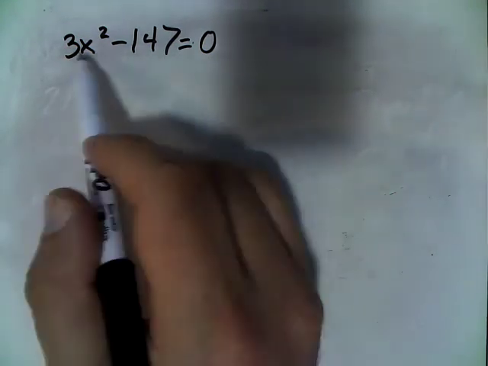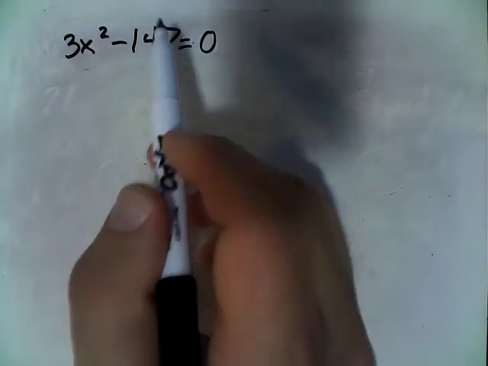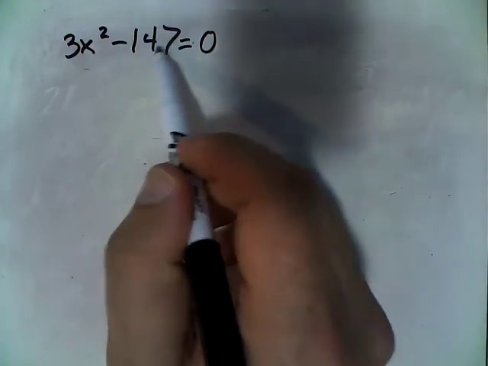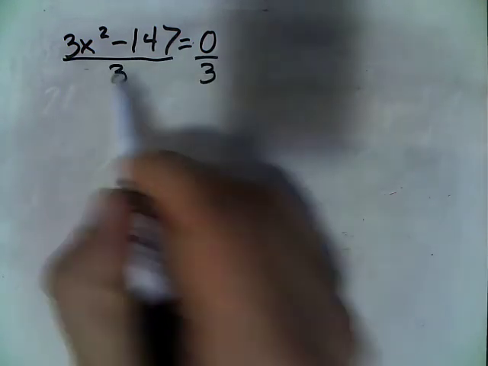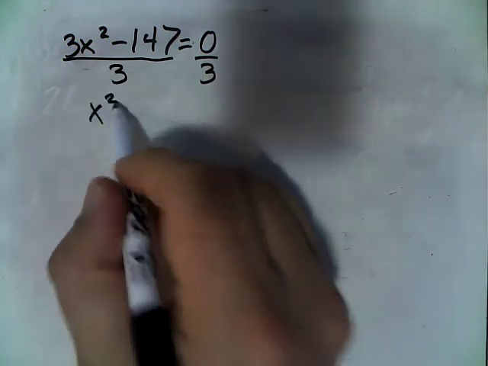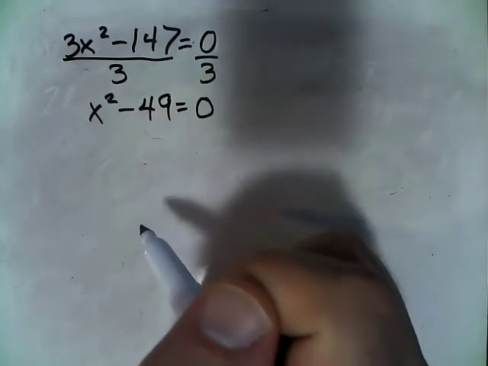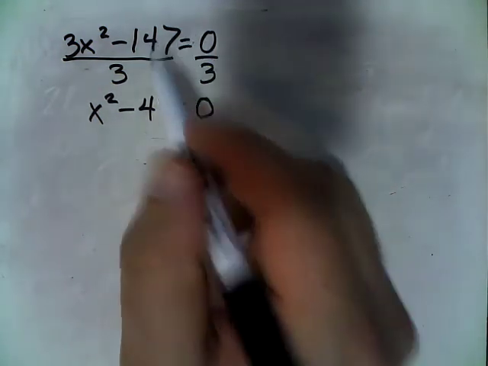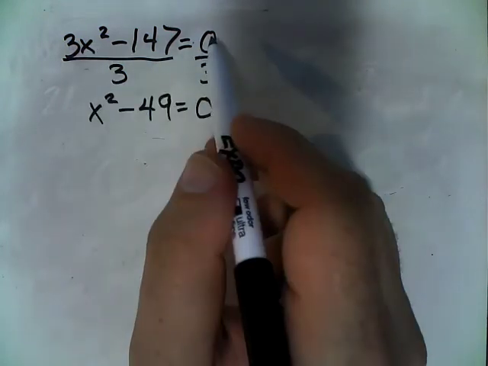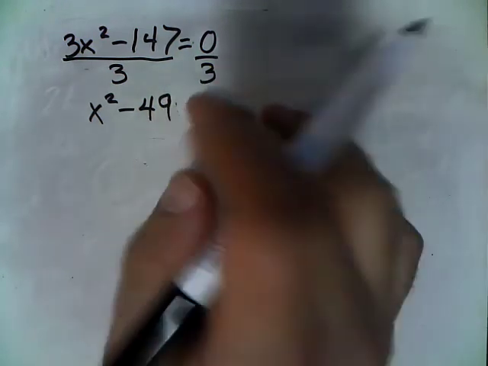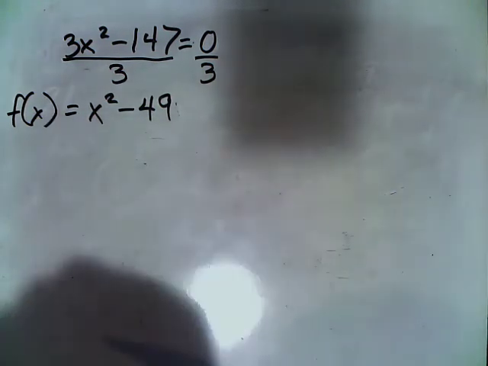Well, it stands out to me that 147 is divisible by 3 using the divisibility test where I add up all three digits. 1 plus 4 plus 7 is 12. So actually, I could divide both sides by 3 and get x squared minus 49 equals 0. It turns out that since these two equations are equivalent, whatever the solutions to this are, the solutions to that will be as well. So if I make this my related function, then I get to work with slightly smaller numbers.